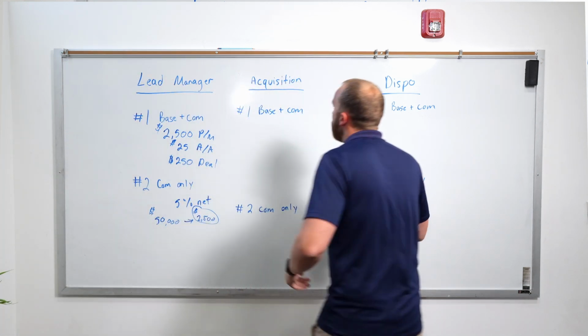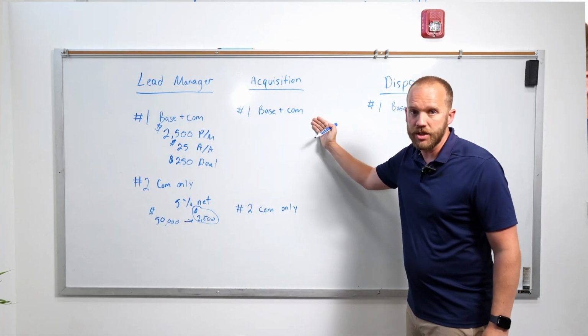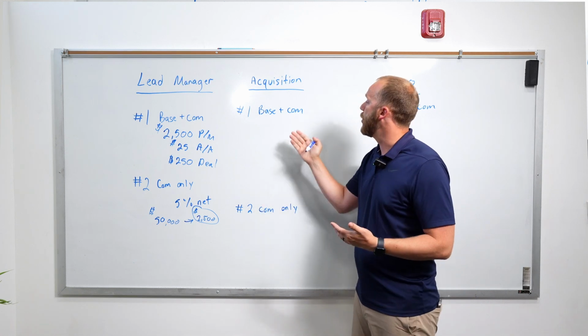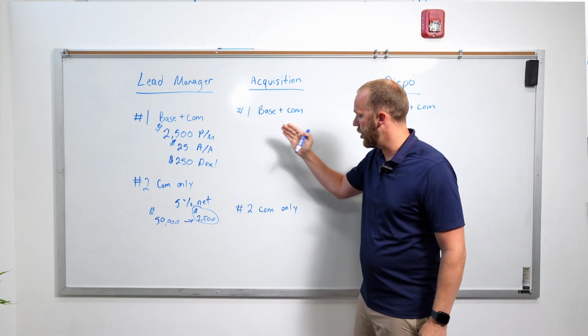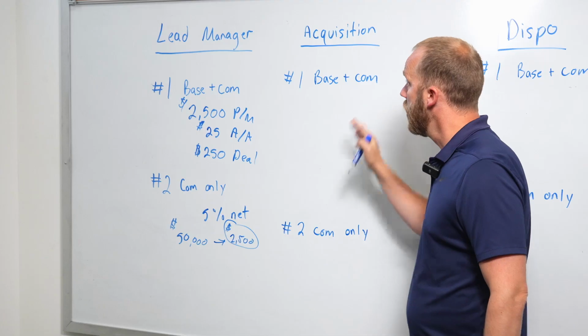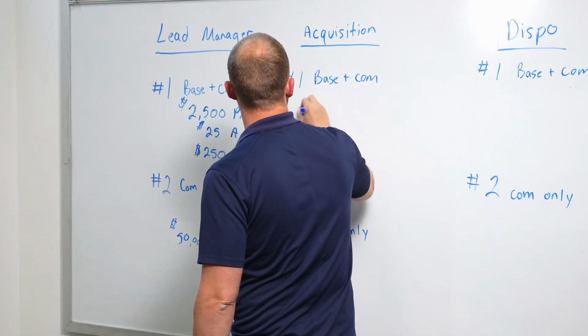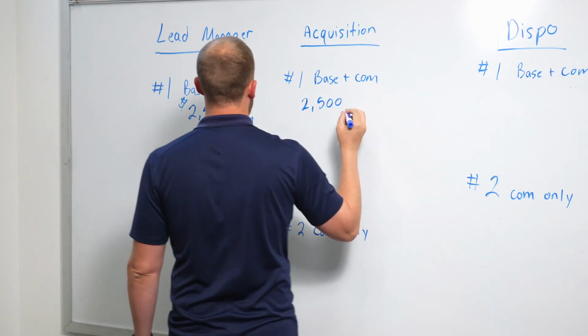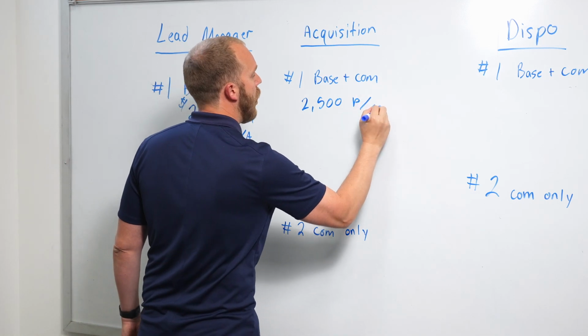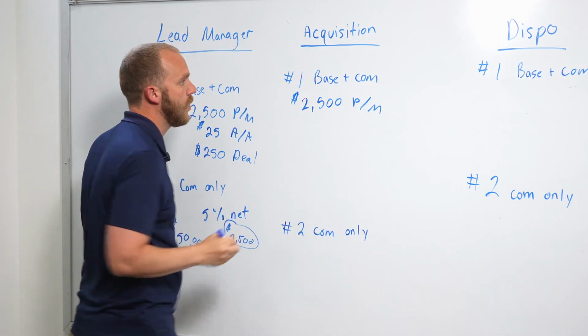All right, so let's move on to acquisition agent. Again, we have opportunities to be base plus commission and commission only. So just like lead manager, I'm going to give them a $2,500 per month base salary. Okay?